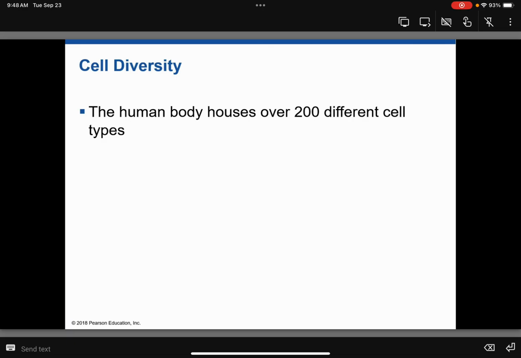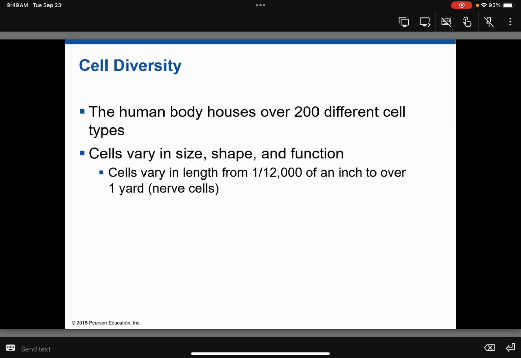So all cells are going to have those basic things we just talked about, minus the surface extensions. But they can serve a lot of different functions, different types of cells for different functions that they have. So the human body has over 200 different types of cells, and they can vary in size, shape, and function. They can vary in length from 1/12,000th of an inch to over 1 yard.